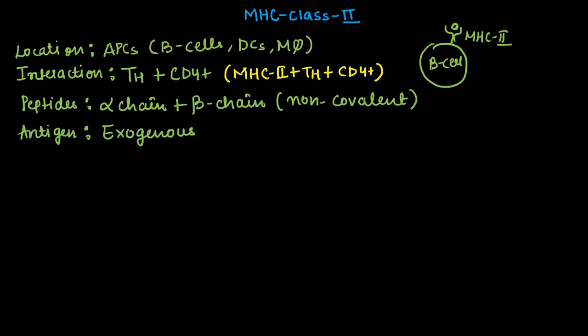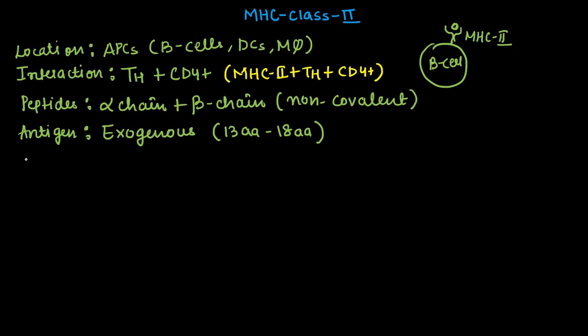Next is the antigen preferred size. That means what size of antigen, in terms of amino acids, can be accepted by MHC class 2. The size varies from 13 amino acids to 18 amino acids. In the case of class 1 we have seen the permissible size is 8 to 10 amino acids, but here the antigen size is 13 to 18 amino acids.